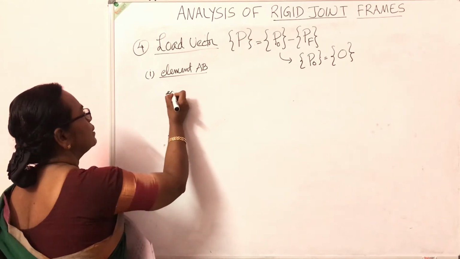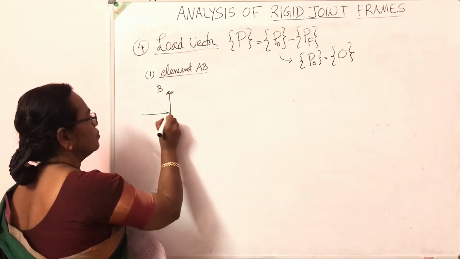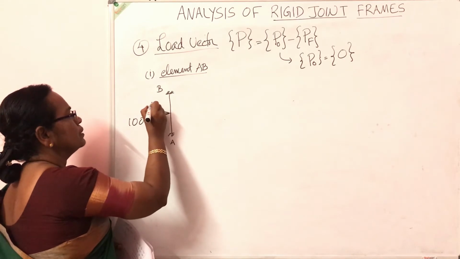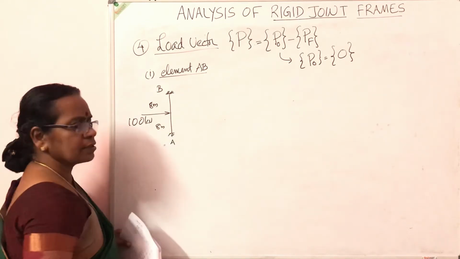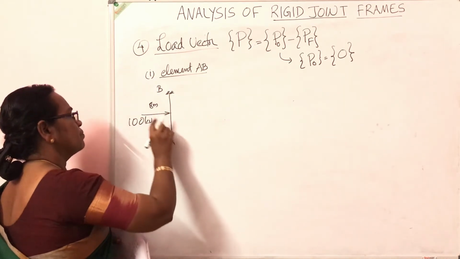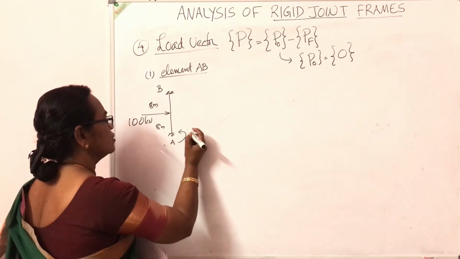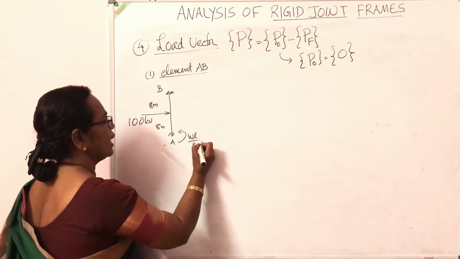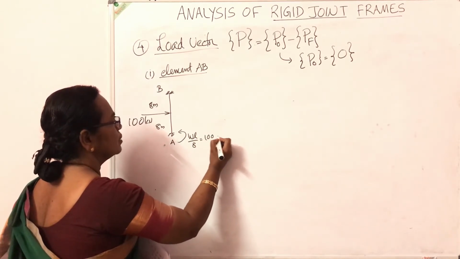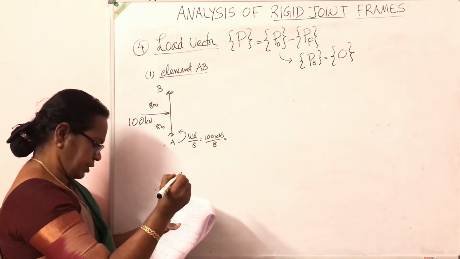Consider element AB. Element AB has a load of 100 kilonewton acting at its midspan, with 8 meters on each side. This is similar to a beam subjected to a vertical load at the center. The fixed end moment here is anti-clockwise, WL by 8. So it works out to 100 into 16 by 8, which is equal to 200.